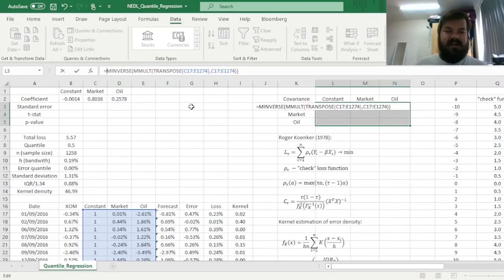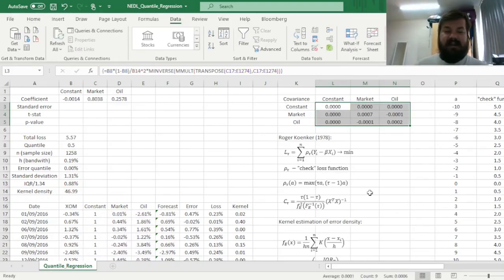And we adjusted, multiplied on the left by this particular constant, which is tau, the quantile, times 1 minus tau, and divided by the squared error density evaluated at the quantile of interest. So kernel density squared, and then we multiply it by the inverse matrix. And we enforce this formula using Shift Control Enter and get the covariance matrix estimated over here.